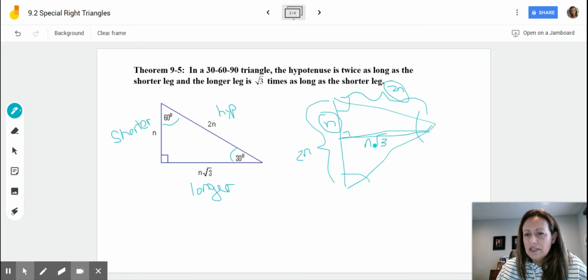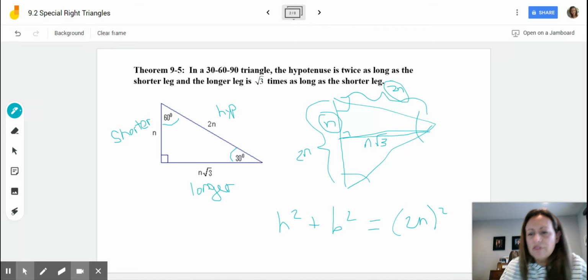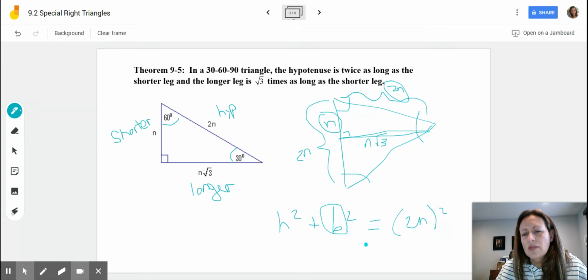It's just because if you put n and 2n into the Pythagorean theorem, like so, n squared plus b squared equals (2n) squared, and then you solve that, you will get n radical 3 for b. You can see all that in the notes on the Google Classroom. You don't necessarily have to write that down right here, but if you're curious why it's like this, you can go ahead and look that up.